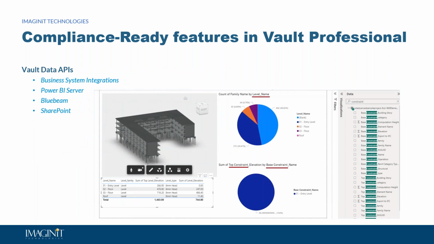Vault also has APIs that allow you to connect into other business systems if you need to for tracking or project management. You can set this up with Power BI servers. You can connect into Bluebeam or SharePoint, depending on your security levels of having data be extensible outside the system. But here's an example of a Power BI server report that feeds information in, so I can understand counts of certain things, and then examine that data and break it down into digestible dashboards.